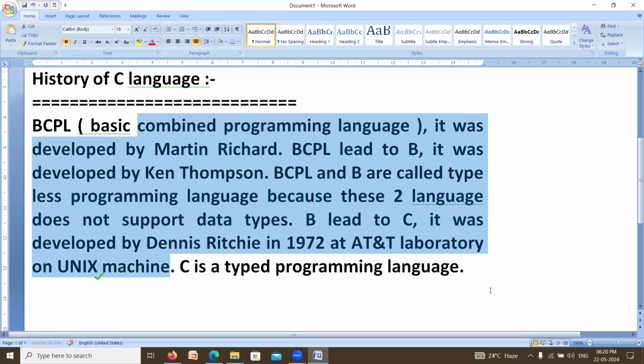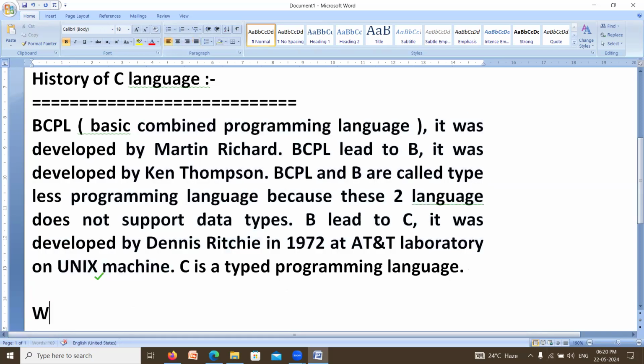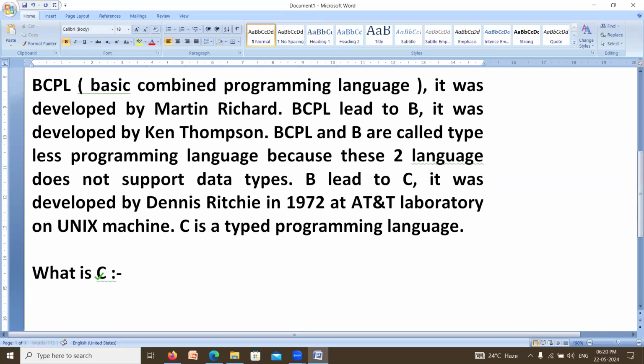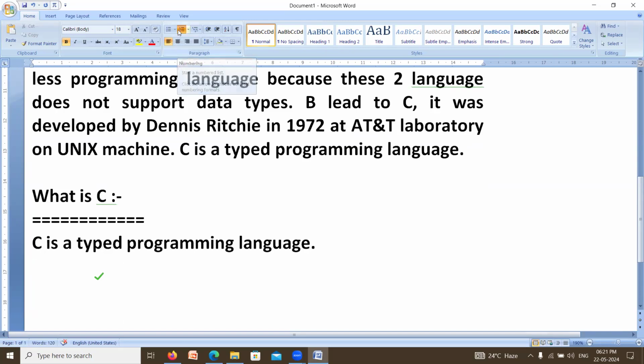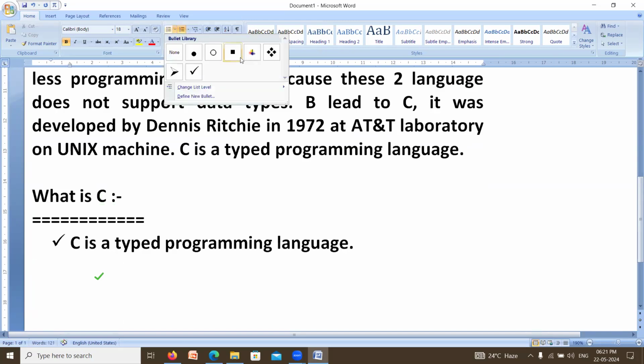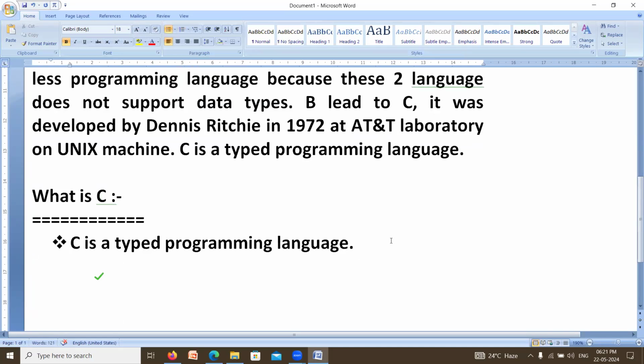Now, if you get a question in any interview, what is C, we should be able to answer. What is the meaning of C language? Actually, C is a typed programming language. What is the meaning of typed? Typed programming language means it supports data types. A language which supports data types is called a typed programming language.